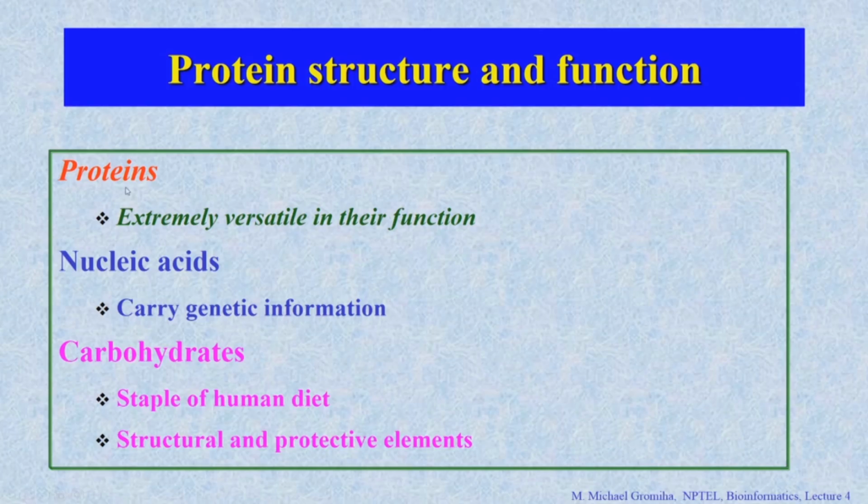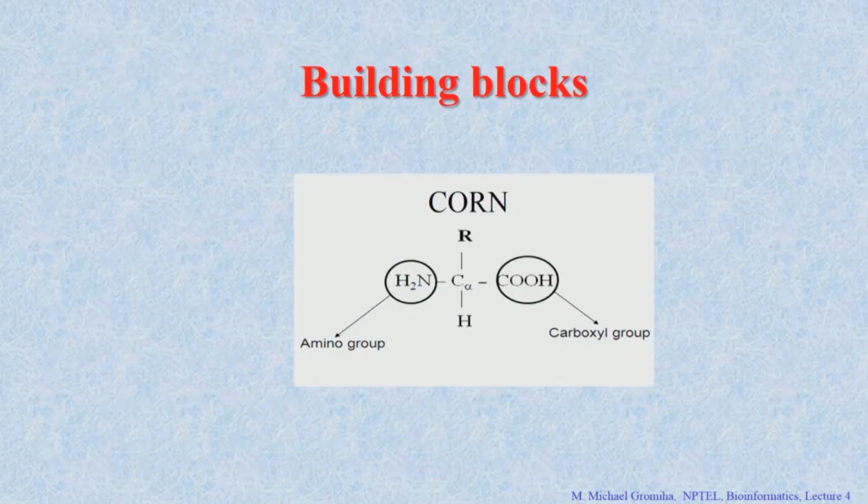Now consider proteins. They are extremely important and extremely versatile in their functions; proteins perform diverse functions in all living organisms. What is the building block of proteins? It is amino acids. Why are they called amino acids? Because they contain an amine group, the NH2 group, and a carboxyl group, and then there is the side chain, which varies. Because of the amine group and the carboxyl group, we have amino acids.